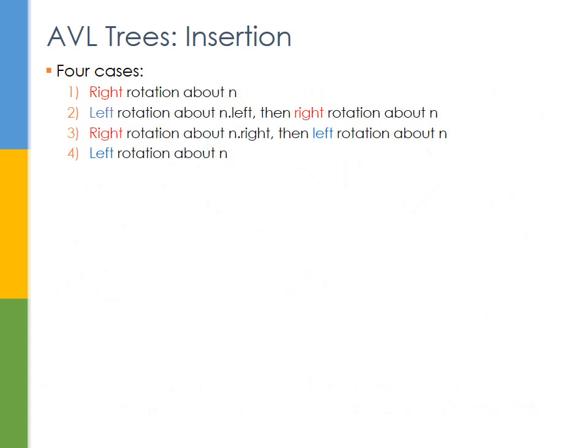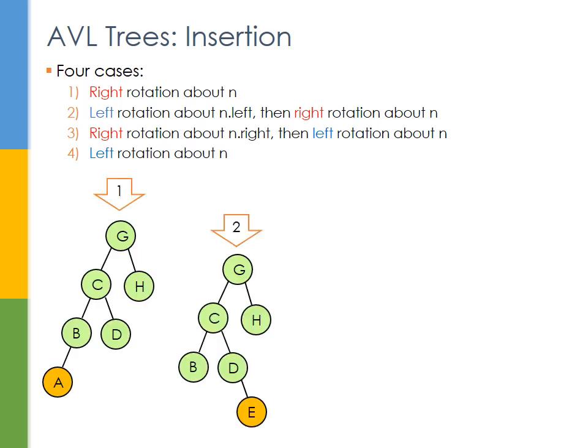So now we can finally summarize our 4 cases. And cases 1 and 2 we've dealt with on the previous slides. So in case 1, we perform a right rotation around the unbalanced node. In other words, we would rotate node C about node G. In case 2, we perform a left rotation around the unbalanced node's left child. So in other words, we rotate D around C, and then we perform a right rotation around the unbalanced node, which is node G.